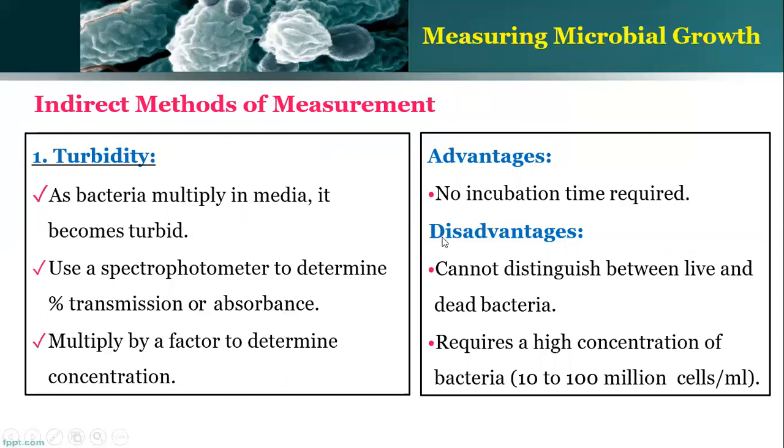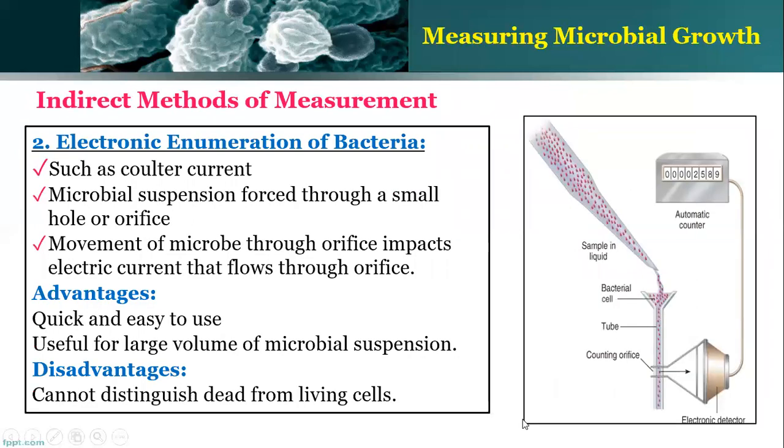Directly you can take the culture, then you can measure the turbidity using a spectrophotometer. The disadvantages are that it cannot distinguish between live and dead bacteria. Both are counted here by the turbidimetric method. And it requires a high concentration of bacteria, 10 to 100 million cells per ml.